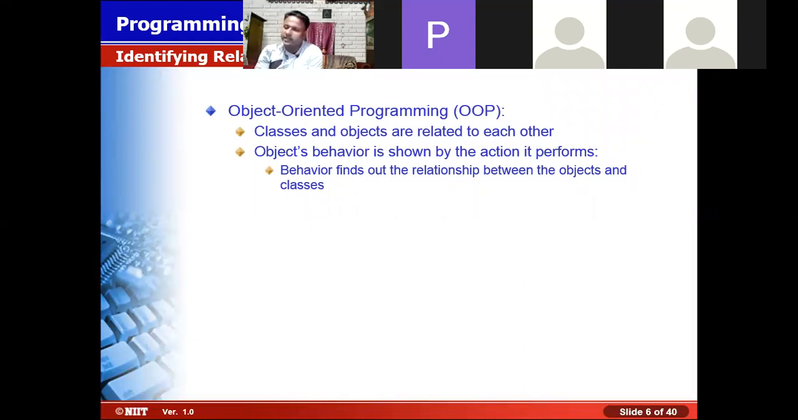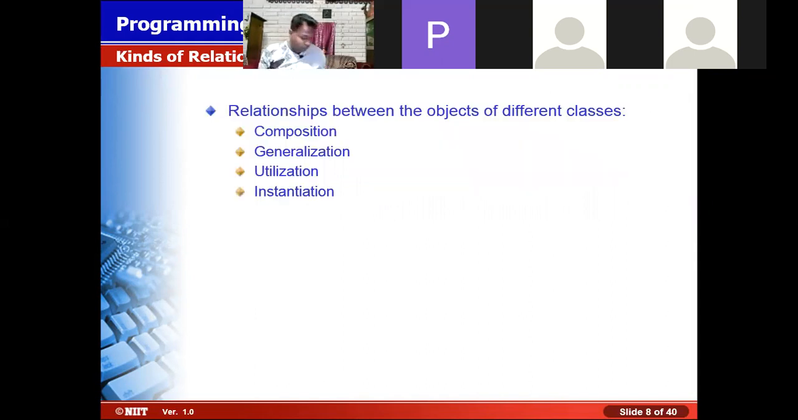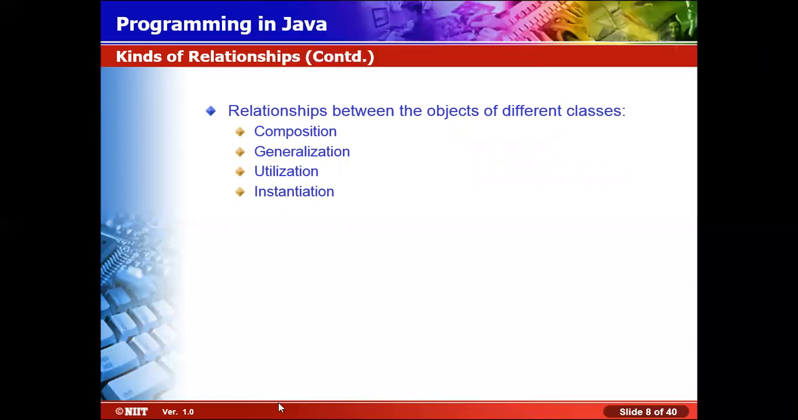So in an object oriented program, class and object are related to each other, and you can find out the relationship between the object and class. So what are the different kinds of relationships present? There are four types of relationships present. One is composition, generalization, next is utilization, and instantiation relationship.